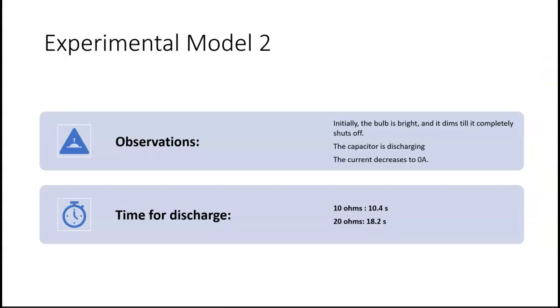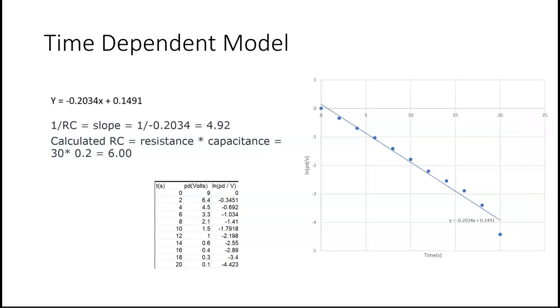We observe for the second part, once in the discharge process, that the bulb is bright, but it continues to dim again. This is when the capacitor is discharging and the current again goes to 0 amperes. The time for discharge for the 10 ohm was 10.4 seconds and for the 20 ohm was 18.2 seconds. We then further analyze and draft up a time-dependent model.